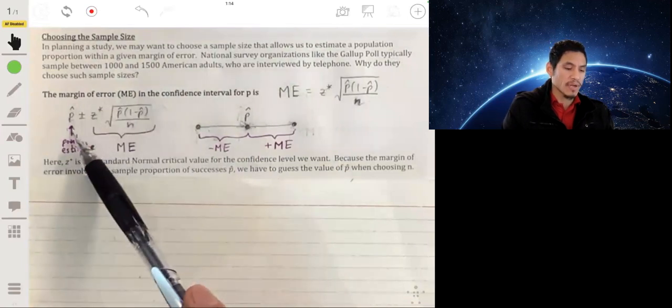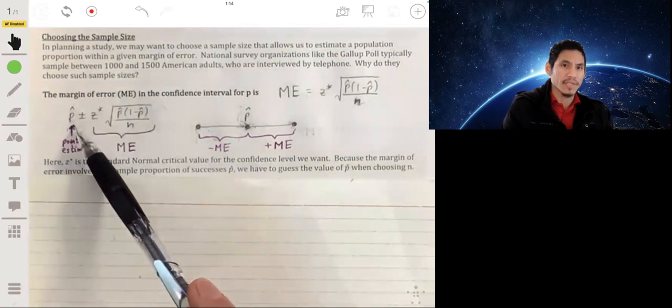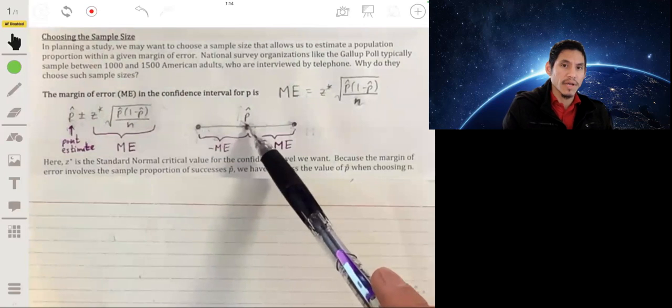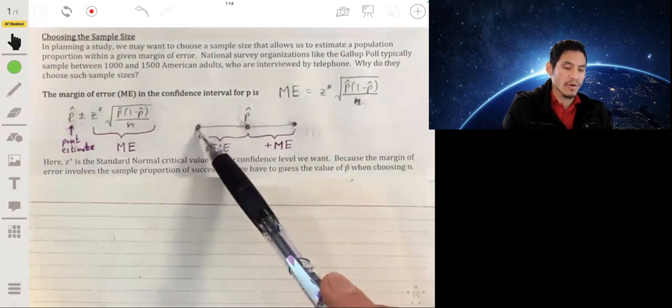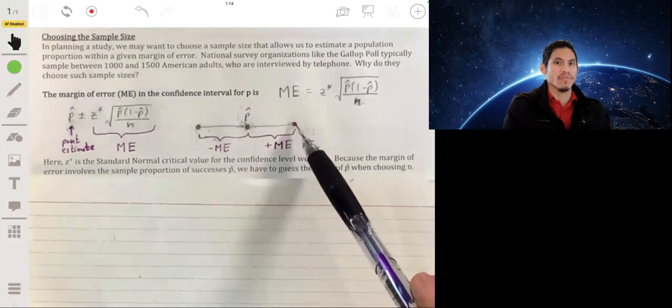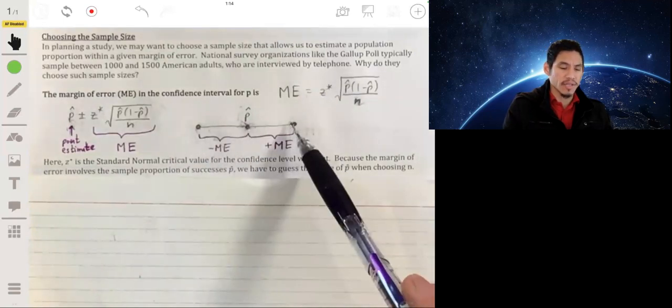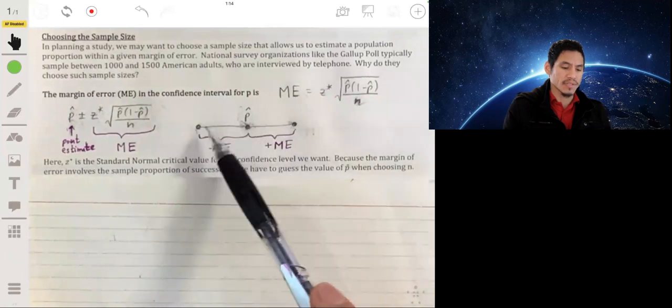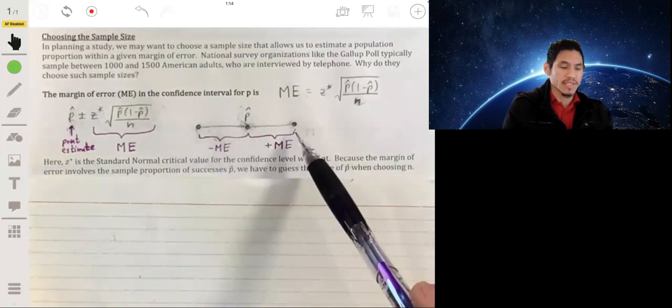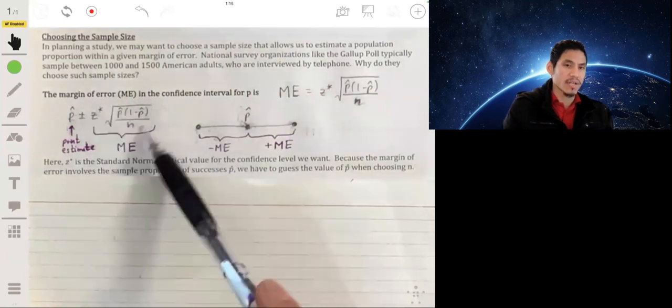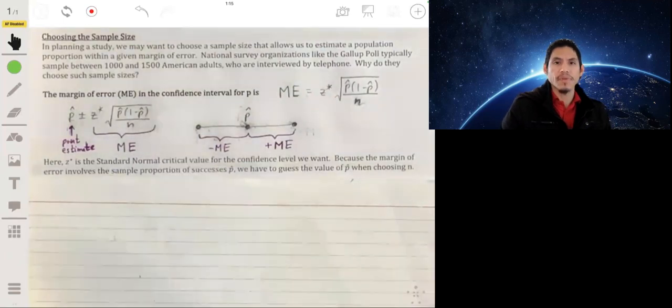We start with our point estimate, or p hat. That's going to be the center. And we get the lower and upper bounds of our confidence interval by adding and subtracting the same quantity. The distance from the center to the endpoints is our margin of error, and since we're adding and subtracting this quantity, that's going to be our margin of error.